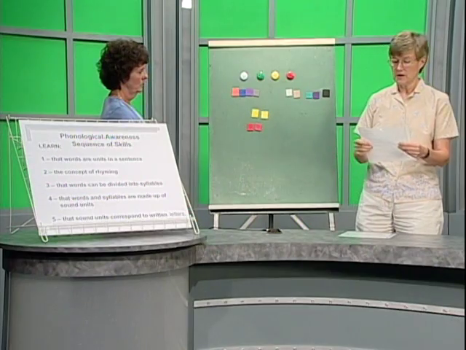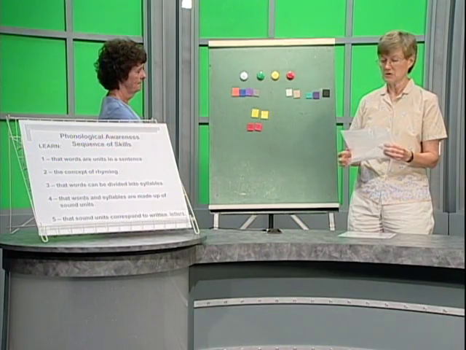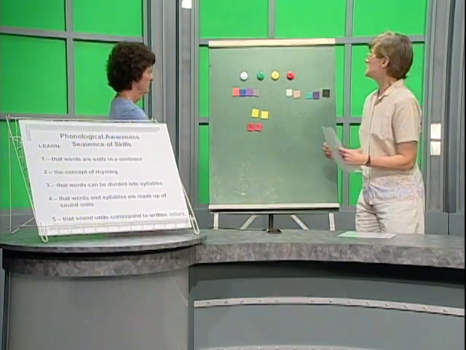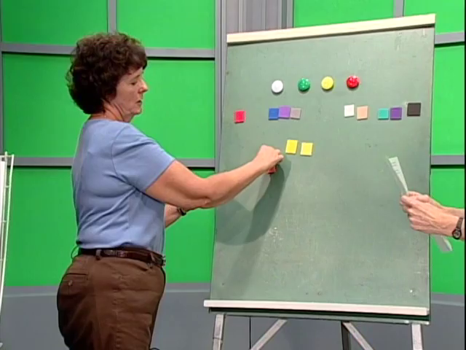As soon as the student understands that one marker stands for each sound, you can move on to pairs of unlike sounds using different colors. So let me see, T and K. T. Good.